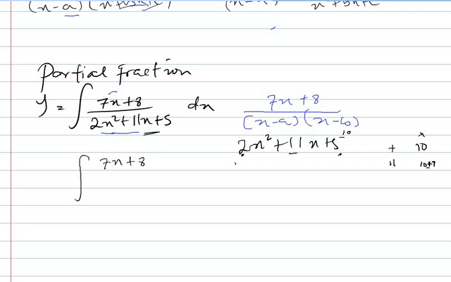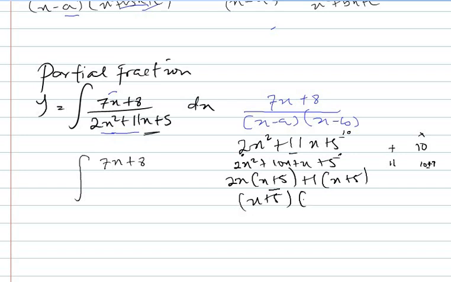So this will be 2x squared plus 10x plus x plus 5. Then I can factor out 2x. If I factor out 2x, I have 2x times (x plus 5), and for the other one I factor out 1 times (x plus 5). So we take the common factor, x plus 5, times the other one, 2x plus 1. So here is 5.